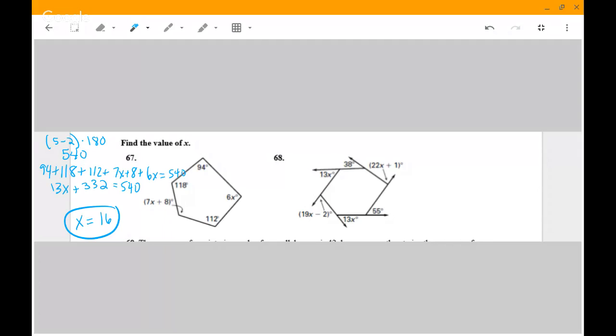When you're doing exterior angles, like on number 68, the sum of the exterior angles is always the same, no matter how many sides the shape has. 360, right? Yeah, 360. So all these together should add up to 360. 13x plus 38 plus 22x plus 1 plus 55.